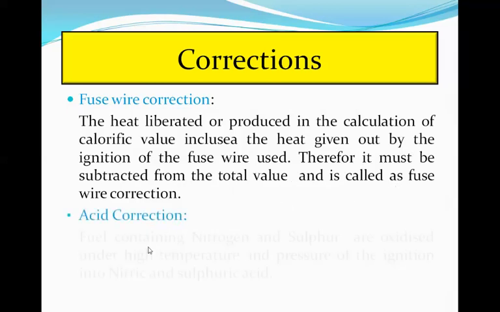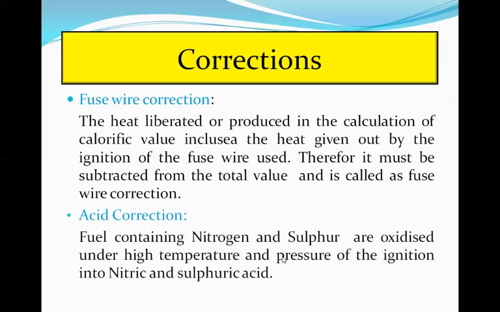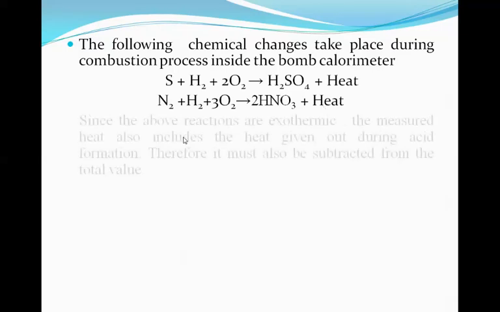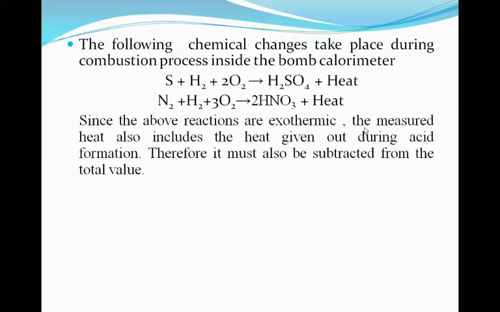Acid correction. Now, since the fuel contains nitrogen and sulfur, the sulfur and nitrogen are oxidized under the high temperature and pressure of the ignition into sulfuric and nitric acid, as can be seen by the chemical equations: S plus H2 plus 2O2 gives H2SO4 plus heat, and N plus H2 plus 3O2 gives 2HNO3 plus heat. So it can be seen that these two are exothermic reactions. So the measured heat also includes the heat given out during acid formation. It must also be subtracted from the total value.